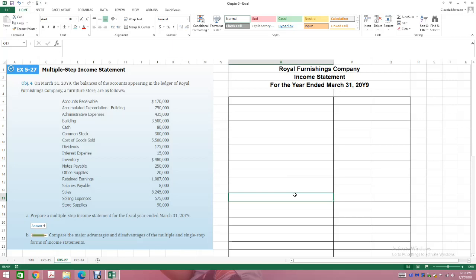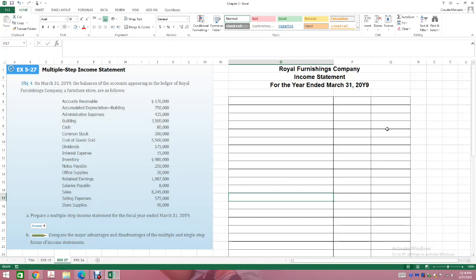So now we're going to be preparing an income statement. So it says, on March the 31st, the balances of the accounts appearing in the ledger of Royal Furnishings Company, a furniture store, are as follows. And then they give you all of the account information and the balances, okay? They're asking you to prepare a multiple step income statement for the fiscal year ended March the 31st, okay?